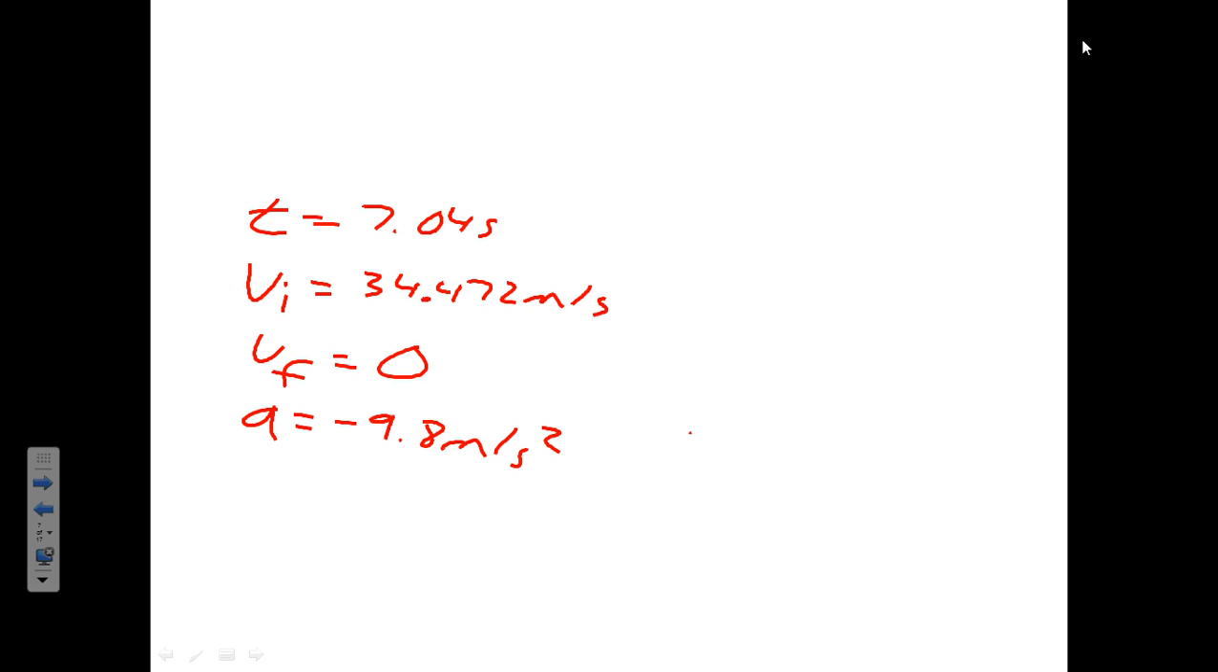And that's about what we know, right? We're trying to find the vertical displacement. There's a lot of different equations we could use to find it, but probably the easiest one is going to be this.